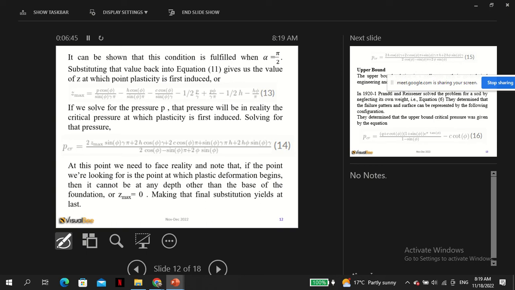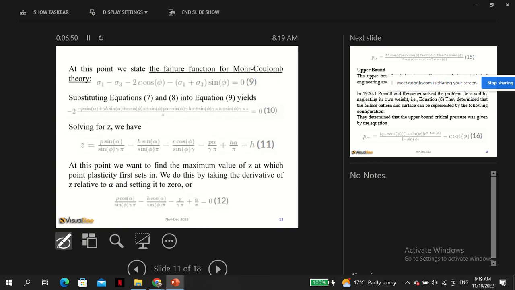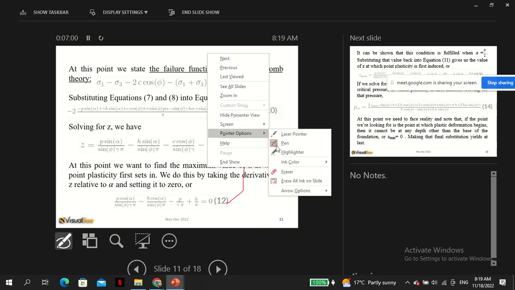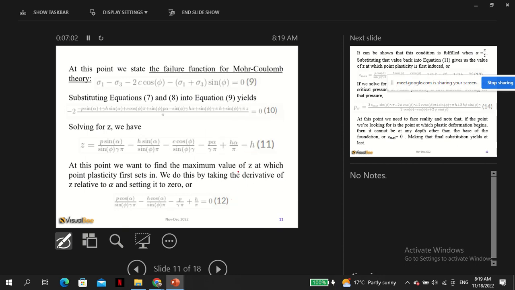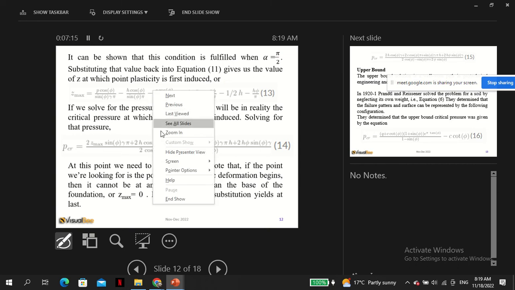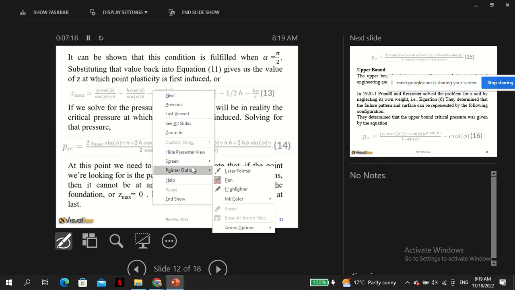So we substitute back in equation 11 the value we solved from this derivation, and remember the objective is to get the maximum z at which the onset of plasticity sets in. If we substitute back in equation 11, we end up with equation 3. It gives us the value of z at which a point of plasticity is first induced.